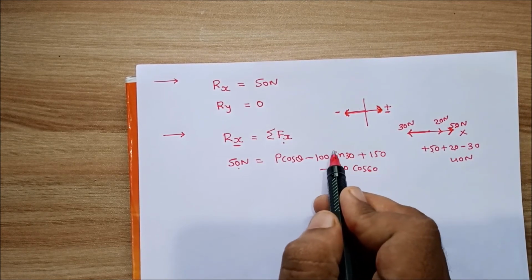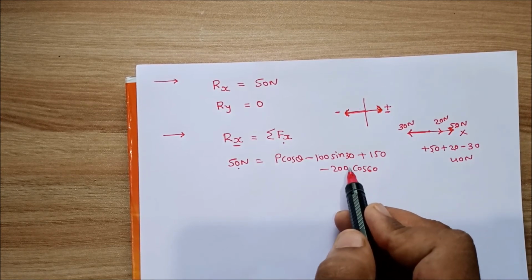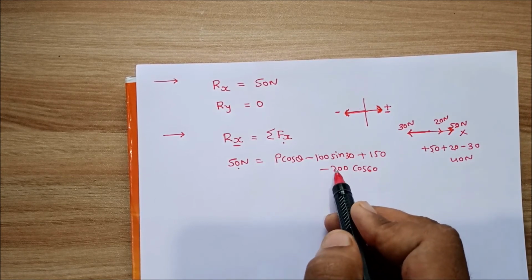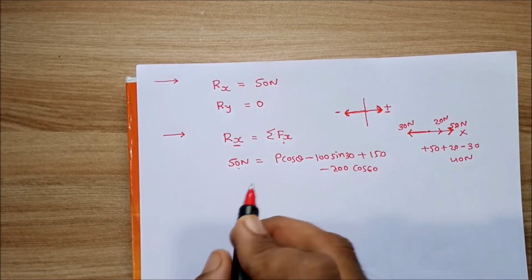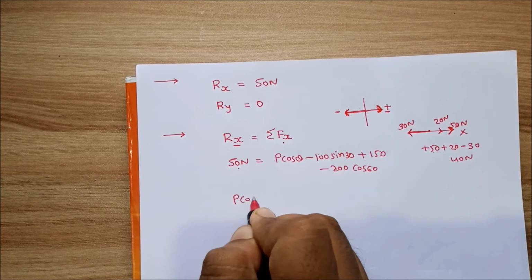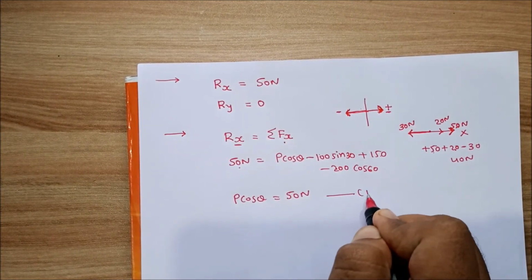Here sin 30 is 1 by 2, so minus 50. Cos 60 is 1 by 2, so minus 100. Minus 50 minus 100 is minus 150, plus 150, so 0. So we get P cos theta is equal to 50 Newton. That is equation number 1.